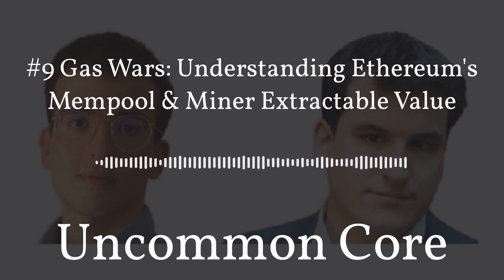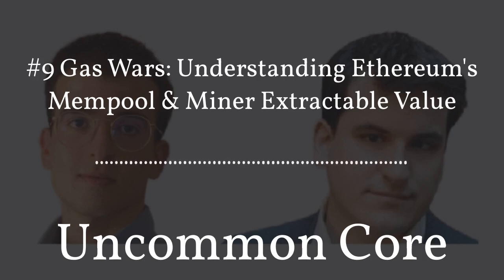Just from a high level, where does MEV come from? When you look at a chain, what are the attributes of that chain that you look for to predict that this chain is going to have a lot of MEV and this chain doesn't?